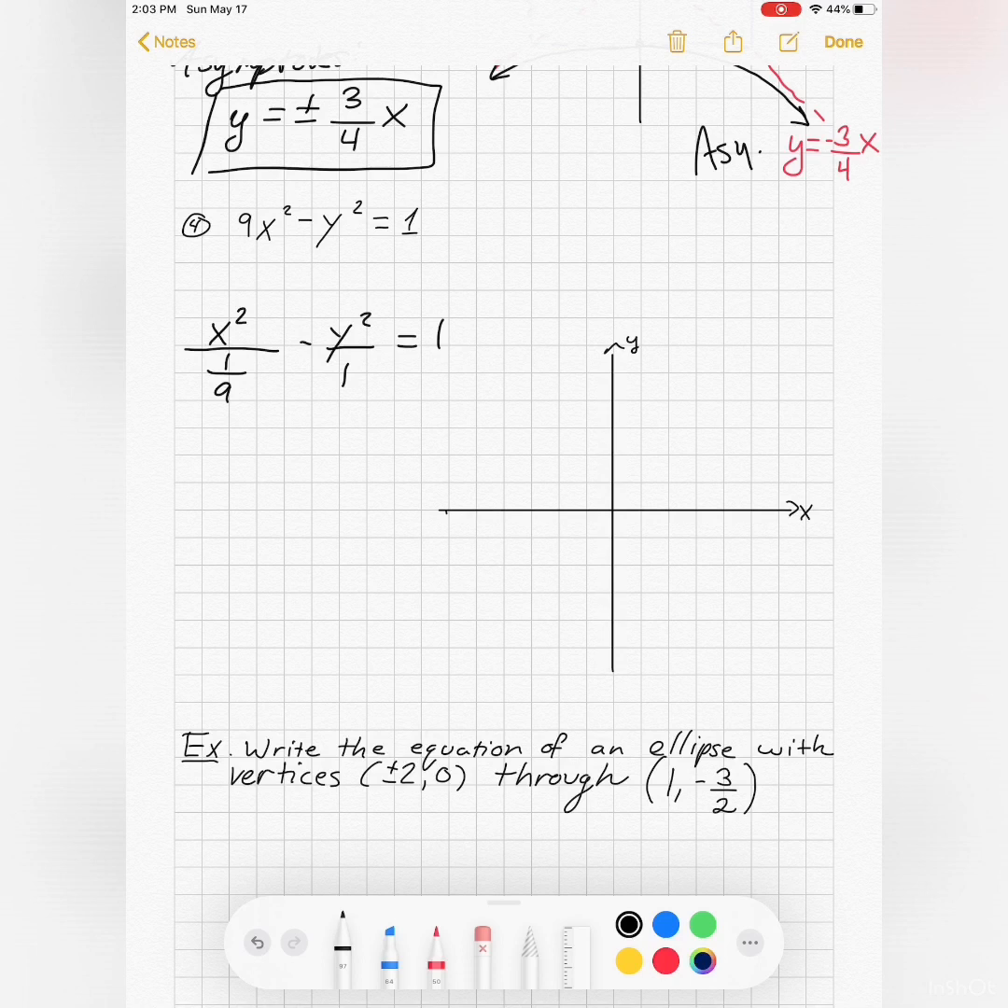Okay, so then that means I can actually read off. This one's going to have x-intercepts, right? How do I know? Because this term is positive. So that guy's going to give me solutions, right? Versus this guy's negative. So this guy would have no solutions. So I can tell just by looking at the signs what kind of hyperbola I'm going to have. This is going to be a horizontal hyperbola.